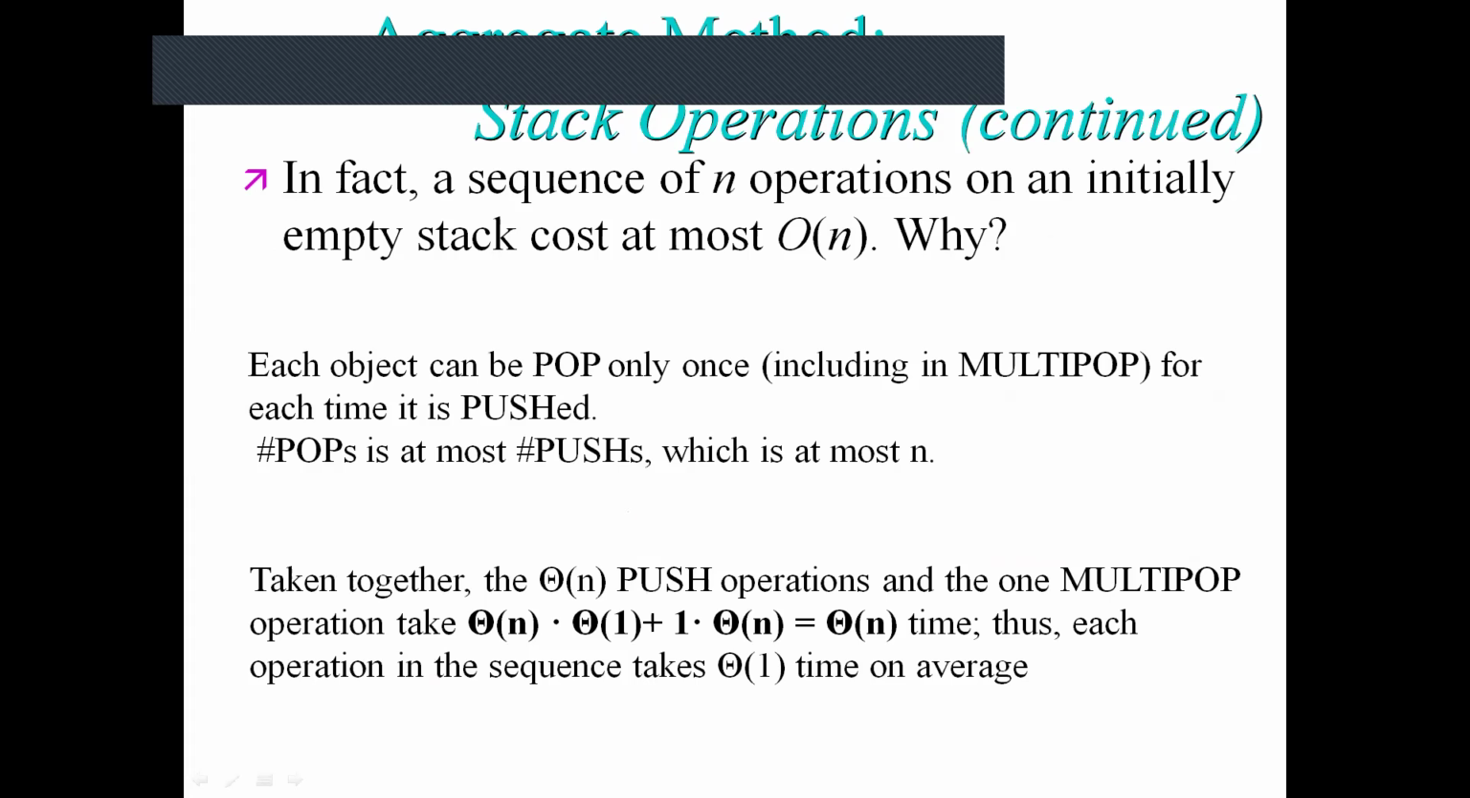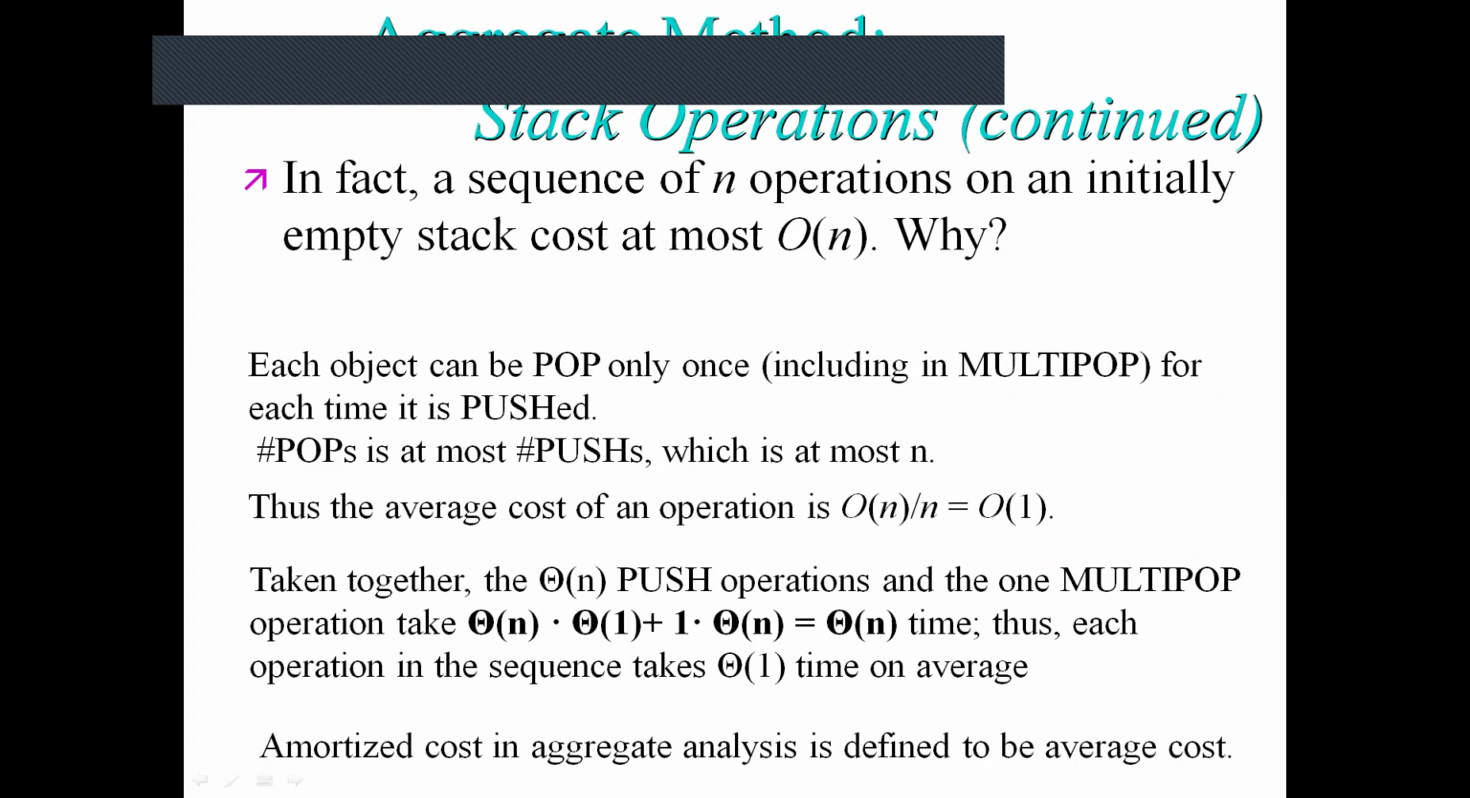So this is what I said before. A sequence of n operations costs at most O of n because an element can be popped, whether it is inside pop or inside multi-pop. In both cases, each time it is pushed, it can be popped only once. So the maximum time taken for multi-pop will be O of n, and the average cost will be O of 1. Average is just averaging by the number of operations in the sequence.